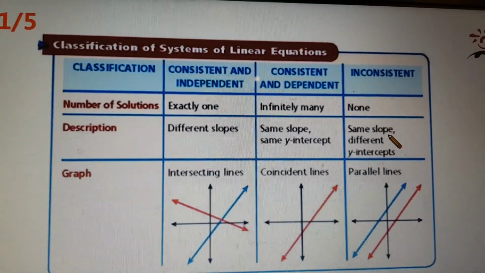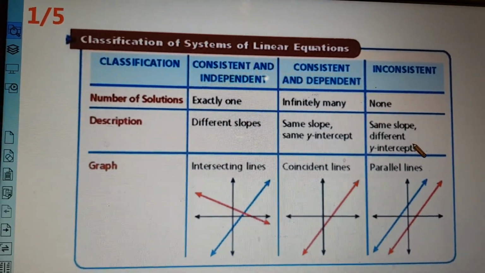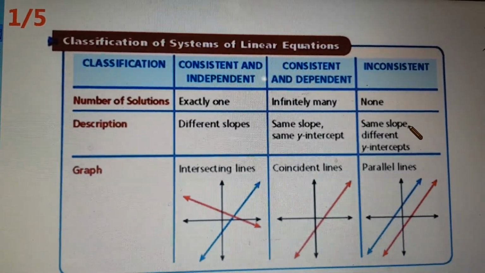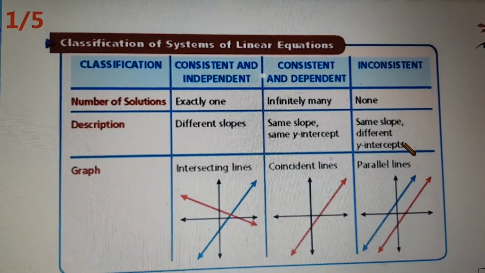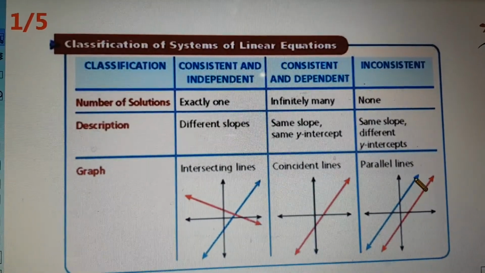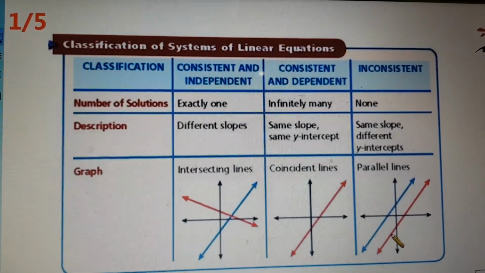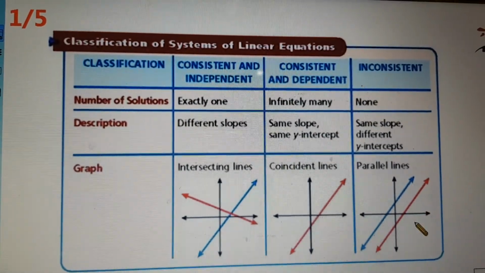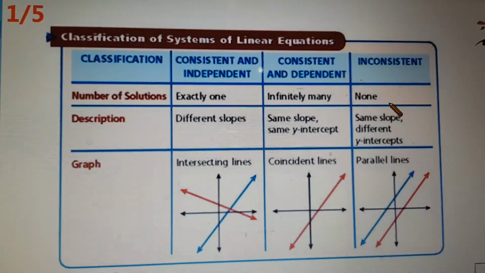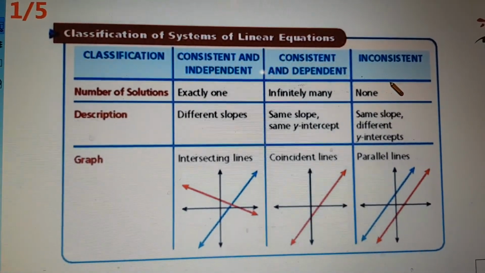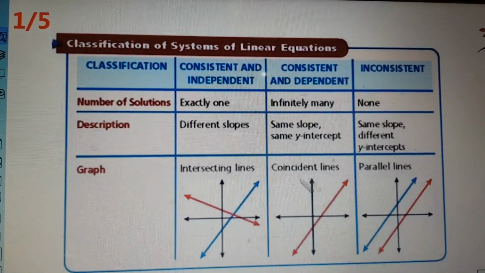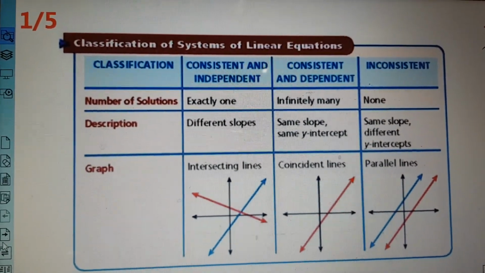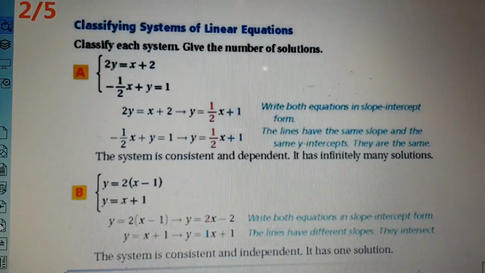If you compare the slopes and you have the same slope but different y-intercepts, it means we have two parallel lines. In that case, we have no solution. When you have two parallel lines, it means no solution. This one is called inconsistent. So you should study this part in lesson 5.4. Okay? Let's start with lesson 5.5.